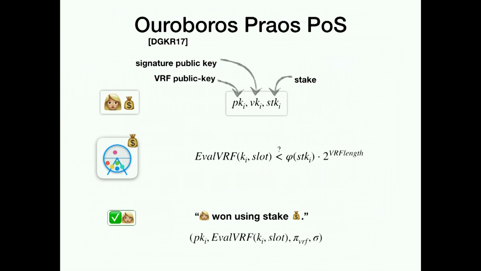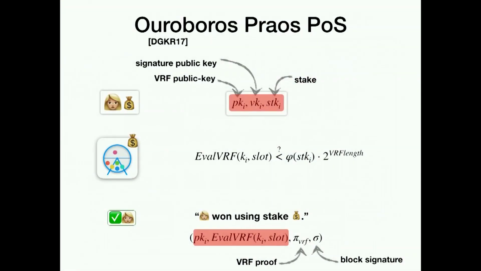And a bit more formally, such a proof can look like this. You have a public key which identifies the account which has won the lottery. You have the output of the VRF plus the proof. And you have a block signature. This signature is essentially used to prevent other people from using my proof to create another block, right? Because if we don't have this signature, someone else could just take my proof and make a block where they get the reward. Now, if you look at this lottery here, this red stuff leaks information about your stake.